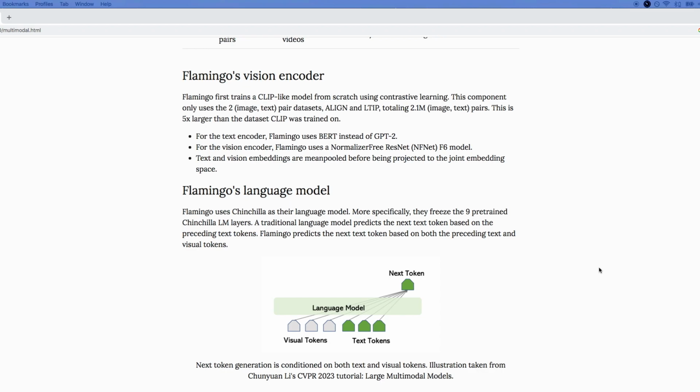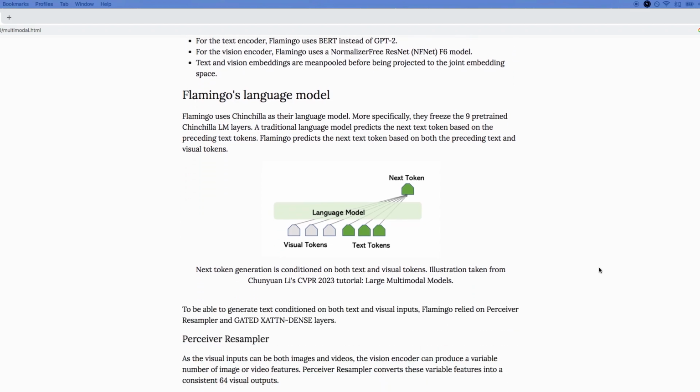Flamingo's vision encoder. Flamingo first trains a CLIP-like model from scratch using contrastive learning. This component only uses the 2 image, text pair datasets, ALIGN and LTIP, totaling 2.1B image, text pairs. This is 5x larger than the dataset CLIP was trained on. For the text encoder, Flamingo uses BERT instead of GPT-2. For the vision encoder, Flamingo uses a normalizer-free ResNet, the NFNet F6 model. Text and vision embeddings are mean-pooled before being projected to the joint embedding space.